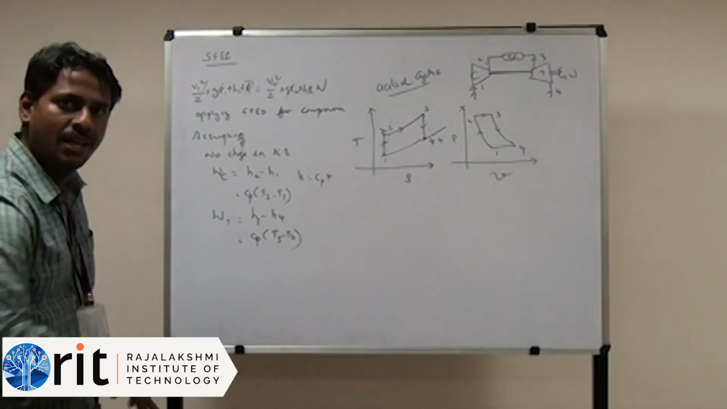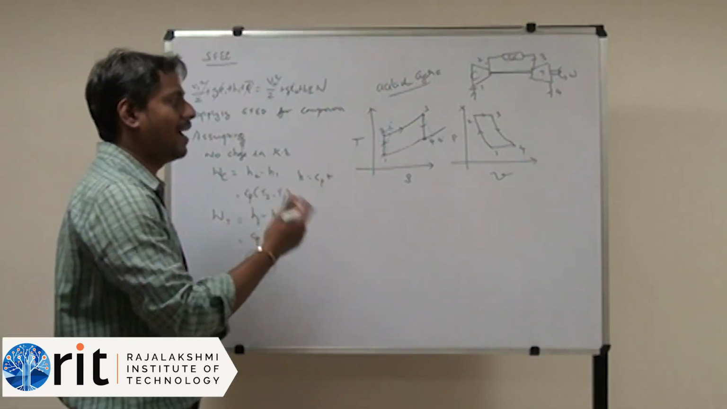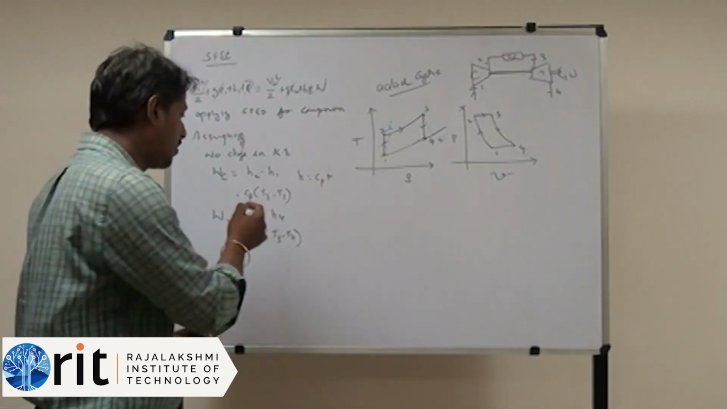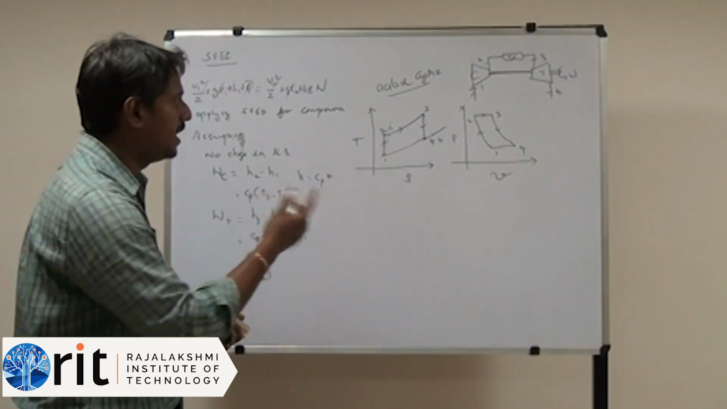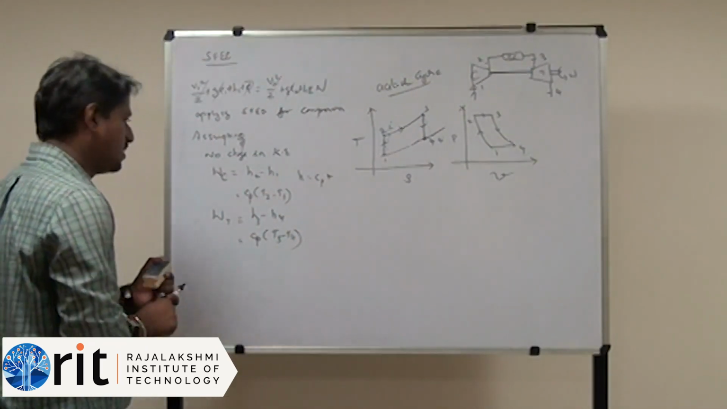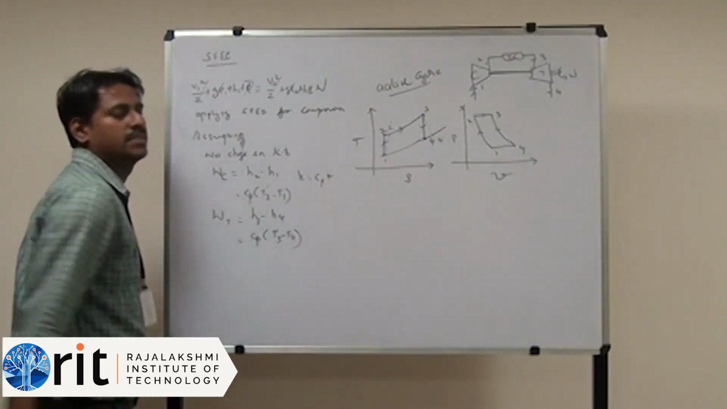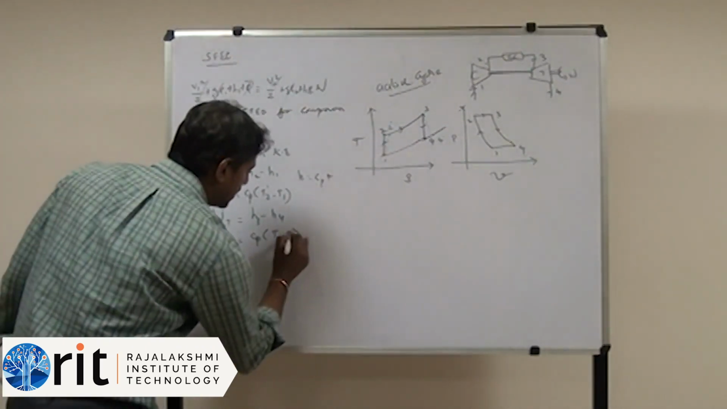I am writing it for the actual case. If it is for the ideal case, what may be the change? The change is that T2 will be written as T2 dash and T4 will be written as T4 dash.